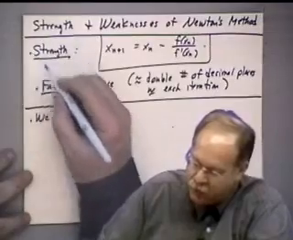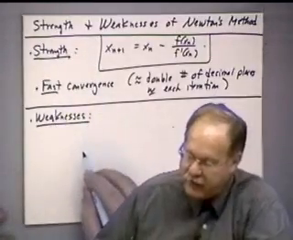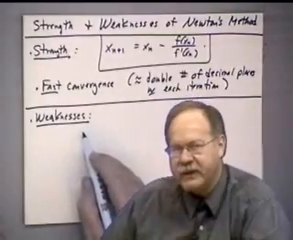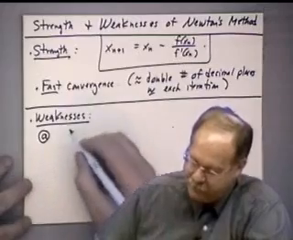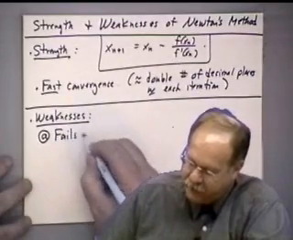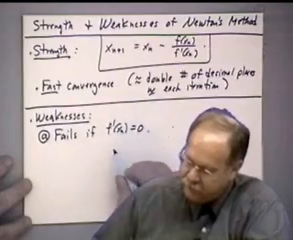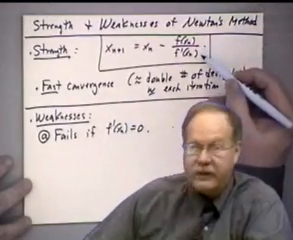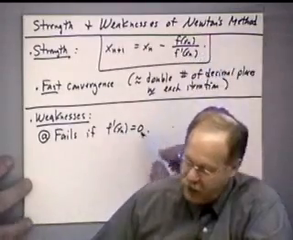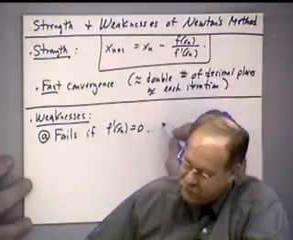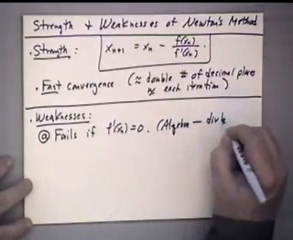Now, what are its weaknesses? Well, there are several, and most of them are ones that can be easily repaired, but they should be mentioned. Let's mark this as A. The method fails if f prime at xn is 0. Well, here's the formula, and algebraically it's obvious that that fails because that would be division by 0. So that would be algebra saying we have division by 0.